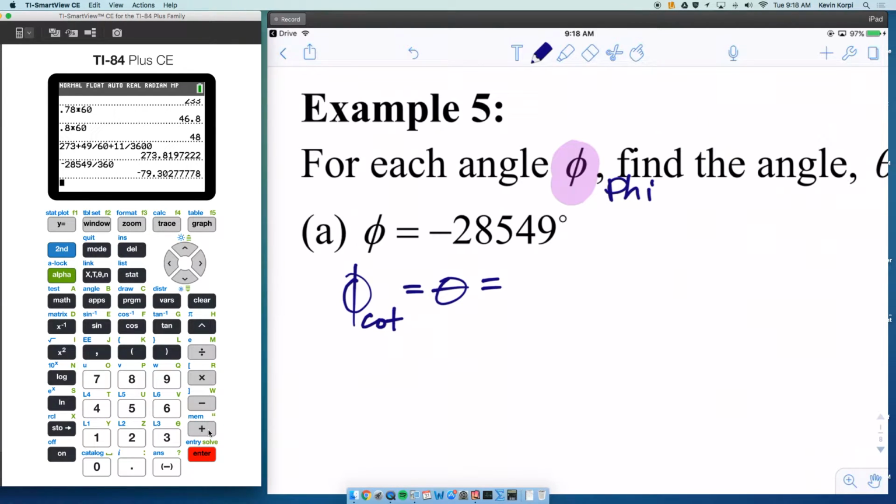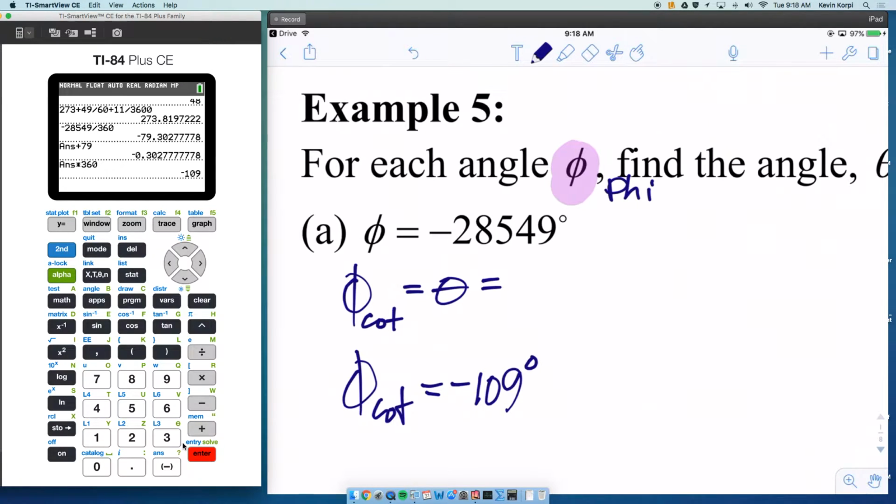To get rid of the integer, we do what? You add 79. You want to let the calculator store the decimals. And then you get back down to a negative fraction of a rotation. So then you just remultiply by the exact same number you divided by, and you get negative 109. Now, negative 109, I'm going to go ahead and write it right here, is in fact a coterminal angle with negative 28,549, indubitably. But what did the question ask us?